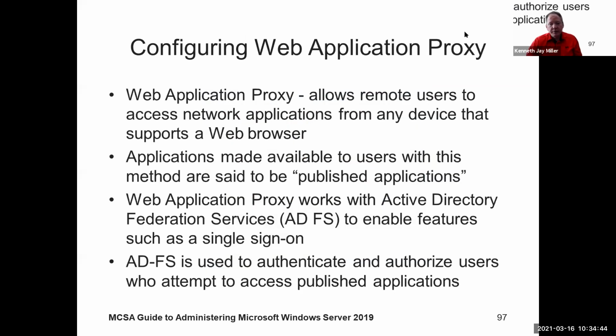Okay, routing and remote access can also do web application proxies. So we can build a proxy, and then we can publish applications that are authorized. So some companies will have what's known as a whitelist of applications that are allowed to use the internet. This is how we could do that.